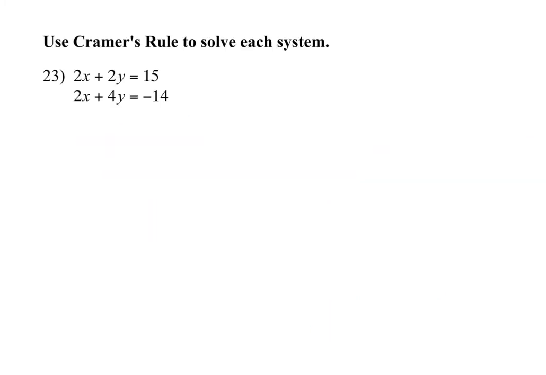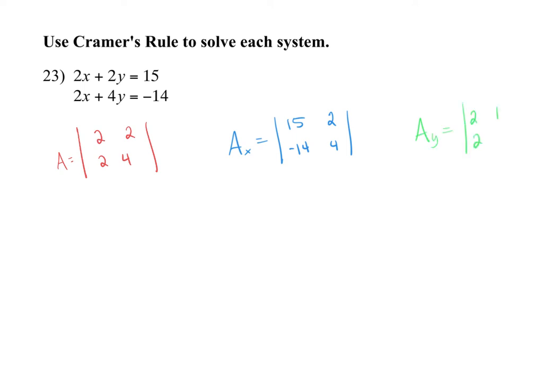So if I want to use Cramer's rule, I'm going to do a 2 by 2 using just my coefficients. That's going to be one determinant. I'm going to do a 2 by 2 for my x. And remember, x is your first column. And then leave your y column alone. And then, of course, you're going to do a y determinant for your y column. All right. And you just do exactly the same. 2 times 4 is 8 minus 2 times 2, which is 4. So my determinant here is 4.